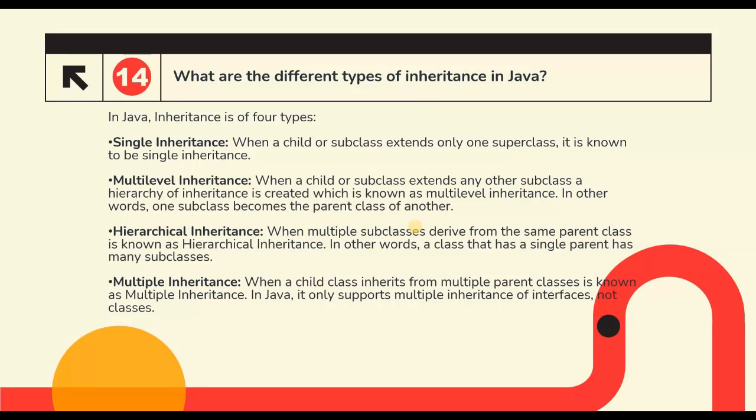Hierarchical inheritance means when multiple subclasses derive from the same parent class. There is one parent class A, and it is inherited by subclasses like B, C, D. And multiple means when a child class inherits from multiple parent classes, it is known as multiple inheritance. In Java, it only supports multiple inheritance of interfaces, not classes.